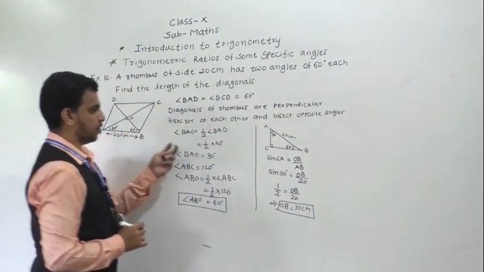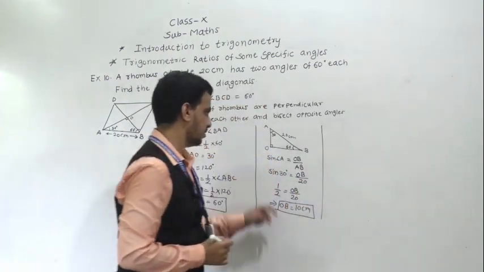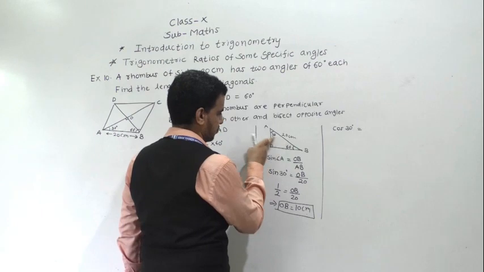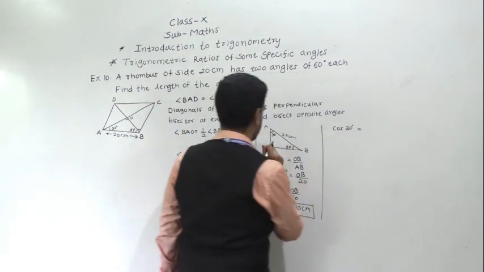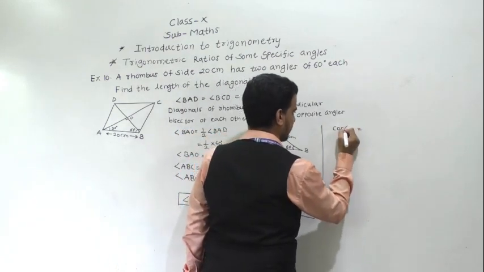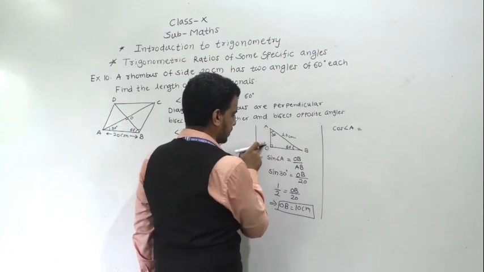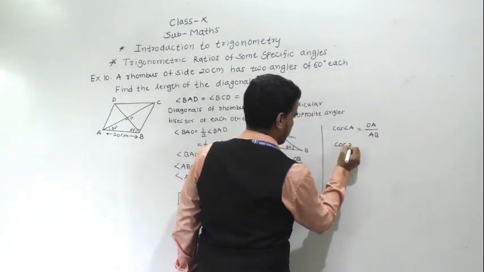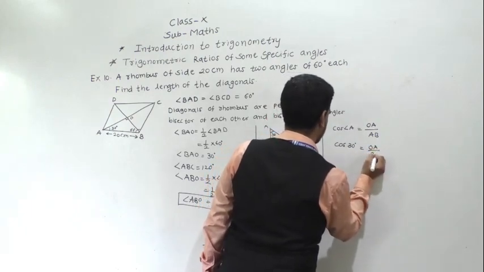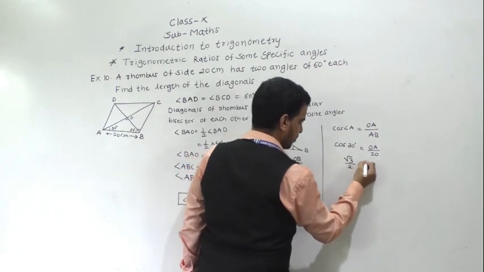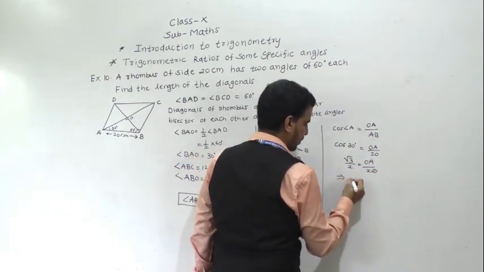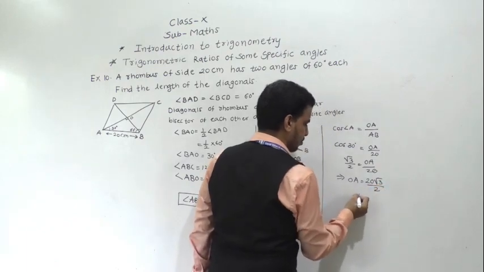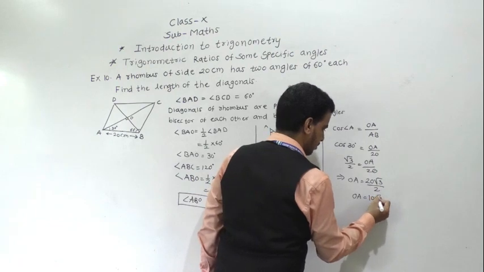And how will we get OA? If we use cos 30, or you can use sine 60 also. Here I am using cos 30. Cos of angle A: OA is the adjacent side to angle A, so cos of angle A is OA divided by AB. So cos 30 degrees is equal to OA divided by 20. Cos 30 value is √3/2, so OA is equal to 20√3 divided by 2. If you cancel this, OA is 10√3 centimeters.